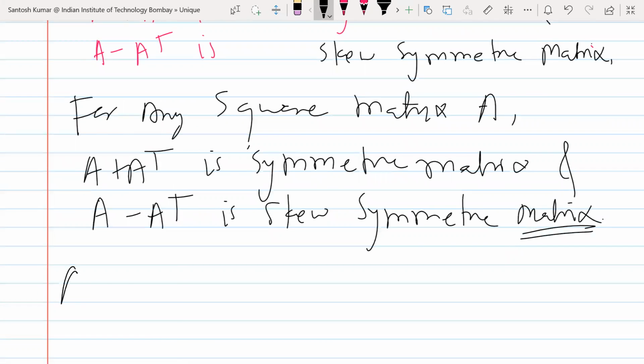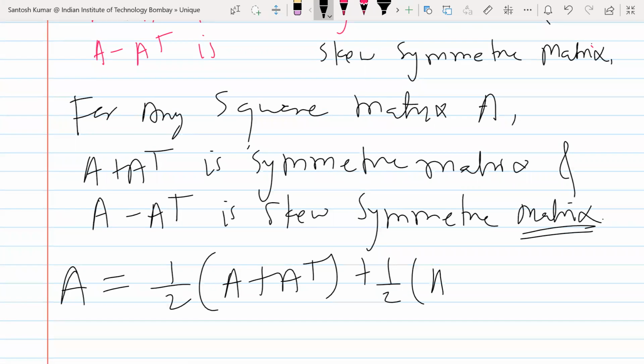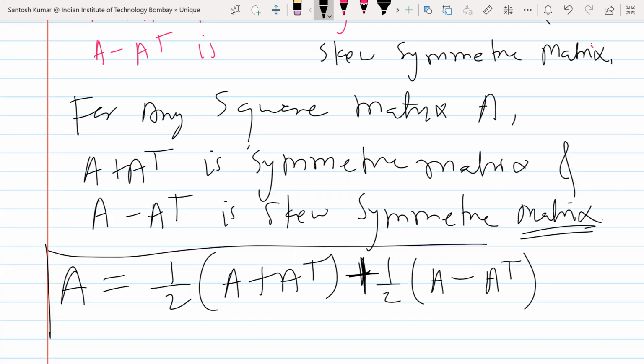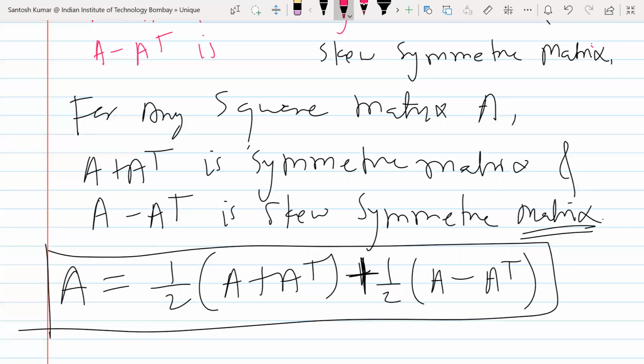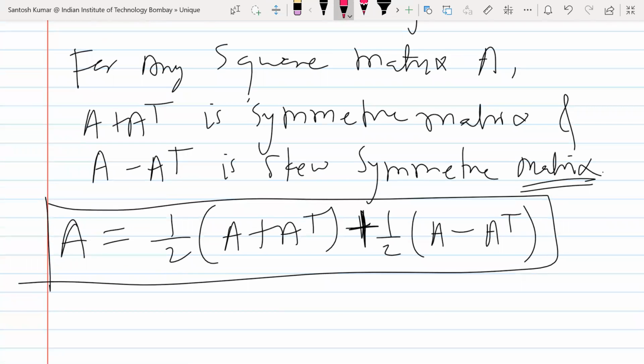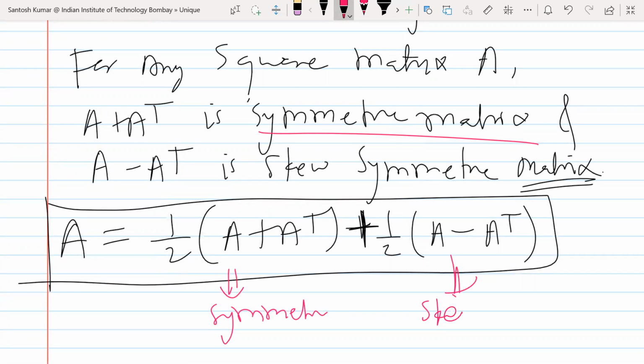So you can also write A is equal to half of (A plus A transpose) plus half of (A minus A transpose). And you can see कि A plus A transpose सिमेट्रिक है तो उसका half भी सिमेट्रिक होगा, तो ये वाला हमेशा सिमेट्रिक रहेगा. This matrix will be skew symmetric.